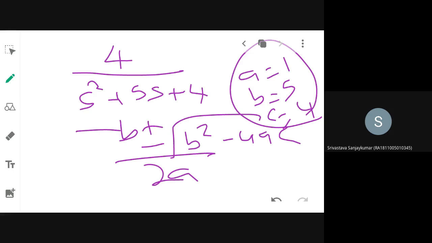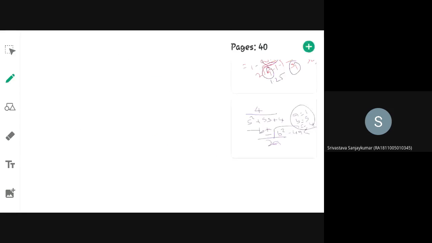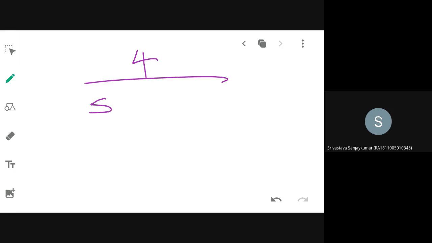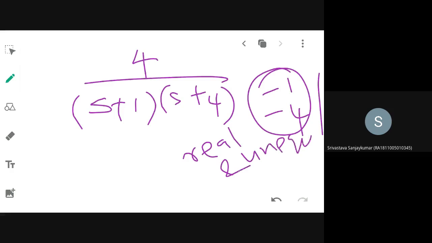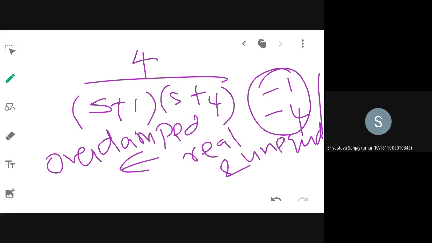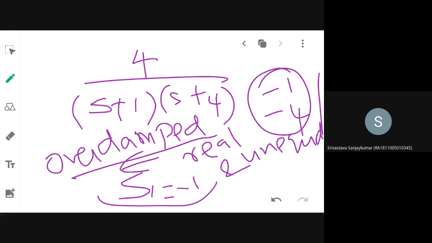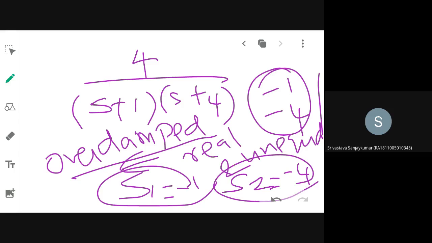What are the two roots that you are having? Minus 1 and minus 4. If you split this, it will be s plus 1, s plus 4, so the roots are minus 1 and minus 4. These two roots are real and unequal, so this way also you can find that the system is overdamped. Now you know S1 is minus 1 and S2 is minus 4, and you can substitute easily in the formula.